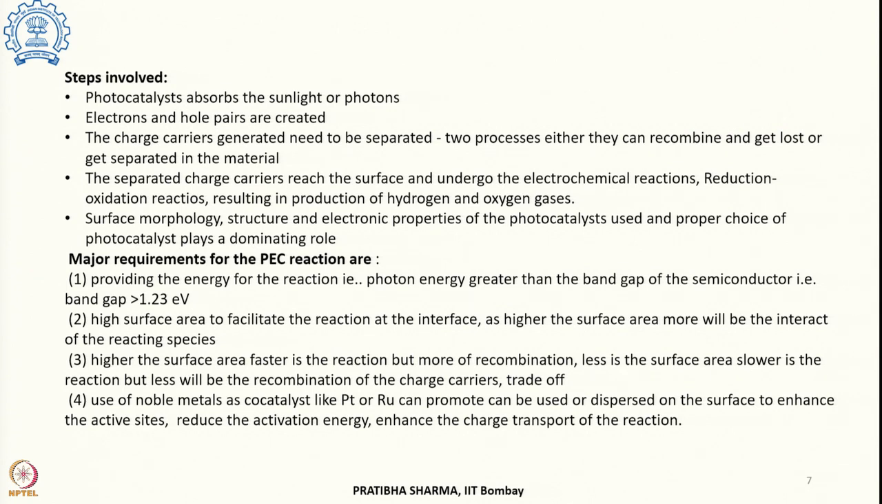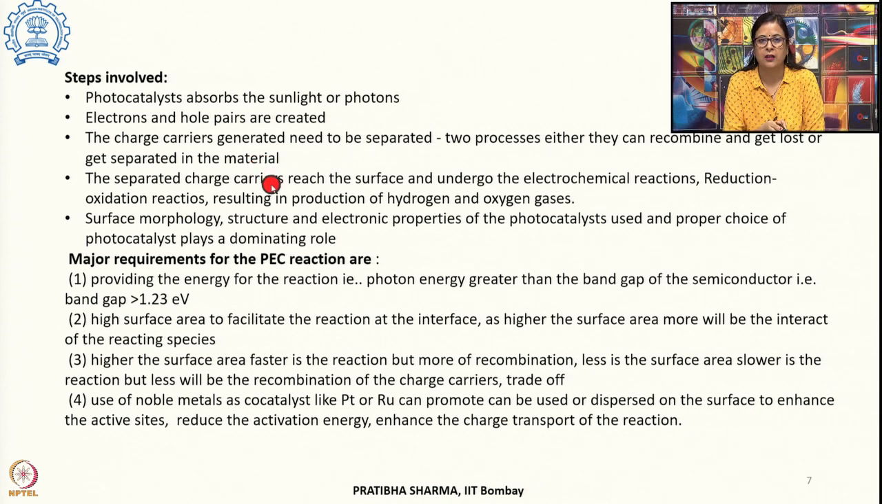So, what are the major steps involved in the photoelectrochemical process? The photocatalysts which are present absorb the sunlight or photons, and that energy is absorbed. With that energy, the electrons move from the valence band to the conduction band, creating holes in the valence band. So, electron and hole pairs are created in the process. These charge carriers need to be separated. There are two possibilities: either the electron and hole pair will recombine, giving off the energy and getting lost in the process, or they can be separated in the material.